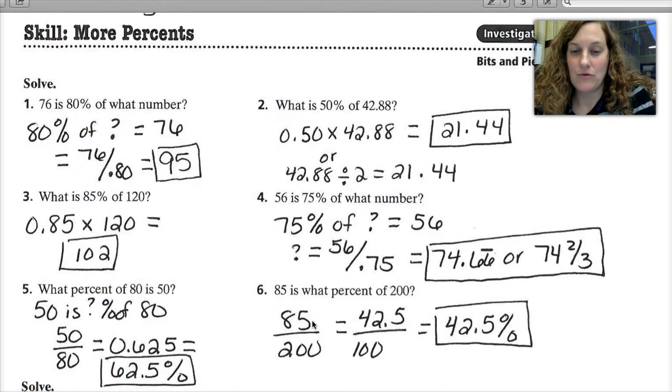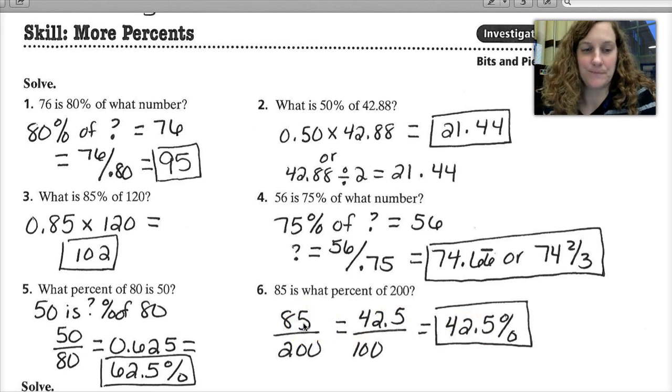6, 85 is what percent of 200? Same thing. I want to know how 85 relates to 200. 85 200ths. Cut that in half. It's just 42.5 hundredths, which is 42.5%. Or you could have taken your calculator and divided 85 by 200 and you would have gotten the same answer.